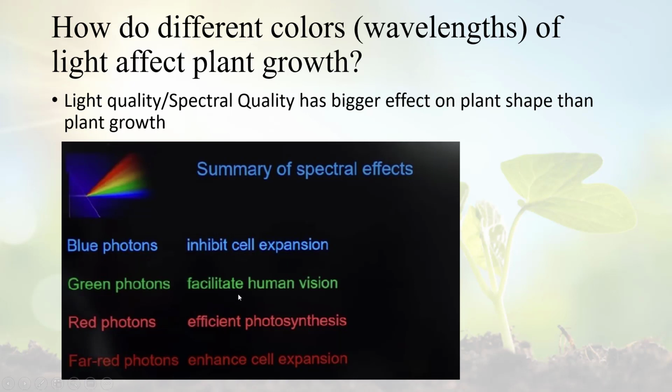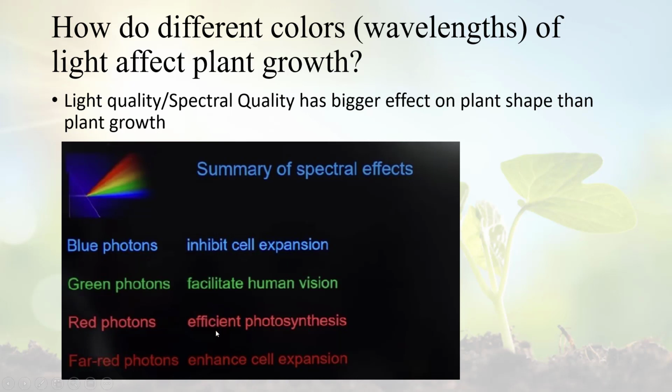Green light is very important for human vision. And as we're going to see, when you grow under blue lights or red lights, it changes your ability to recognize plant diseases. You can't see them because your plants are a different color. So including green photons is really important to make sure your plants are healthy as you're growing them. Red photons are very good for photosynthesis.